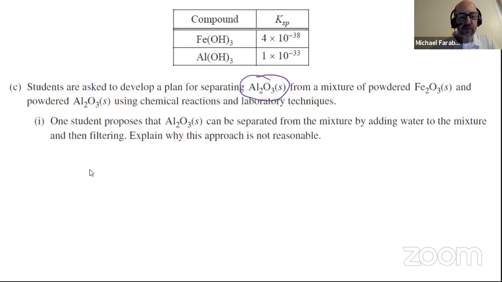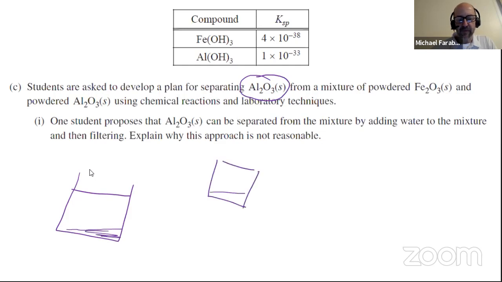Now, one student proposes that the aluminum oxide can be separated from the mixture by simply adding water and filtering. Now, that would mean that we have our mixture. So we've added the water to it, and then you'd have to pour that through some kind of a funnel and separate the solid.